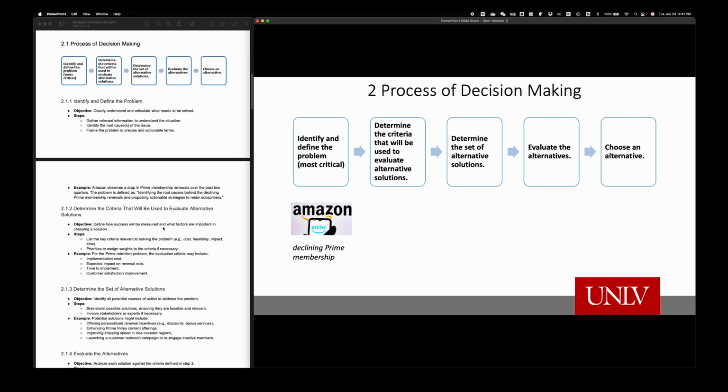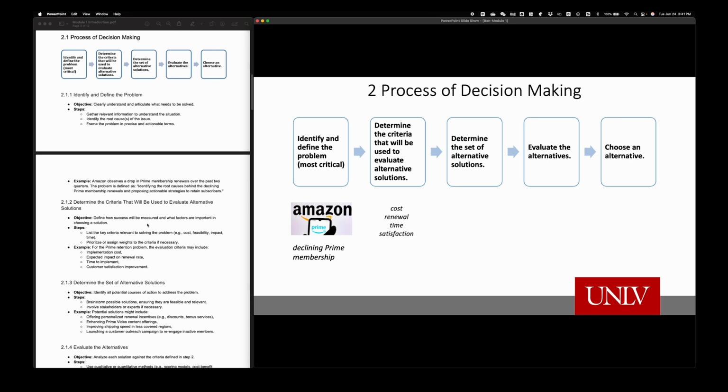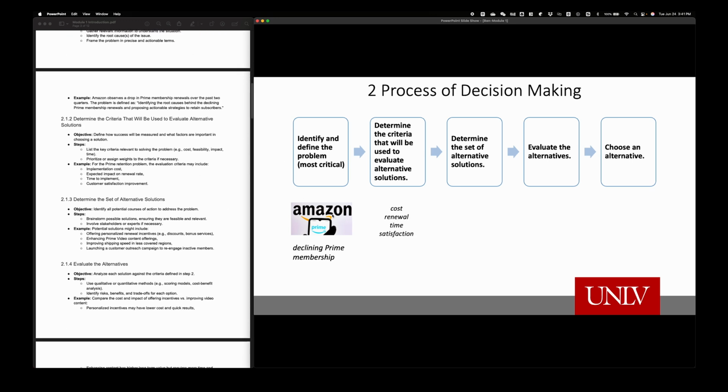The second step is to determine the criteria to evaluate the solutions. So before choosing any solution, we need to define how we will measure success. It includes listing the key criteria relevant to solving the problem and prioritizing or assigning weights to the criteria if necessary. So for the Prime retention problem, the evaluation criteria may include implementation cost, expected impact on renewal rate, time to implement, and customer satisfaction improvement.